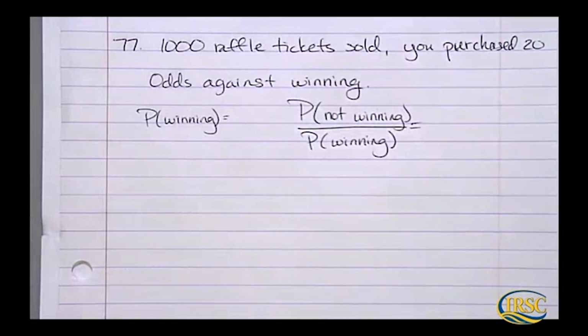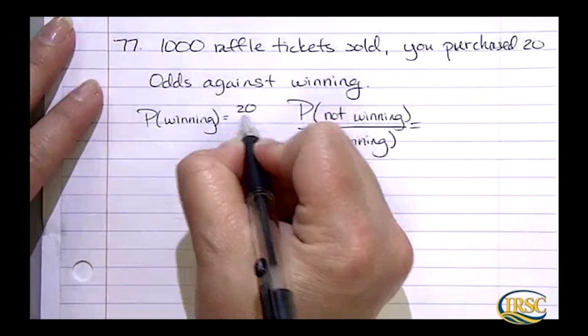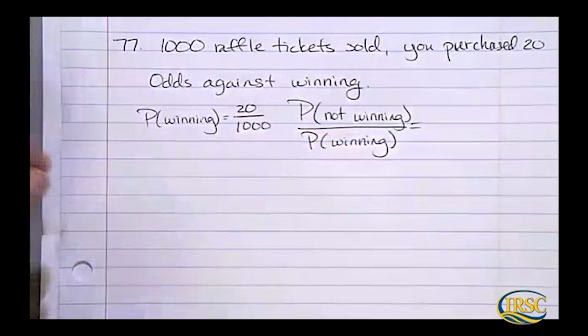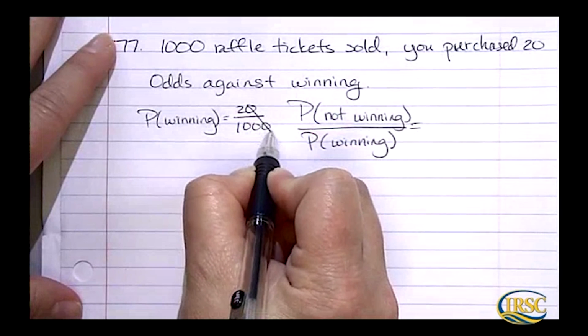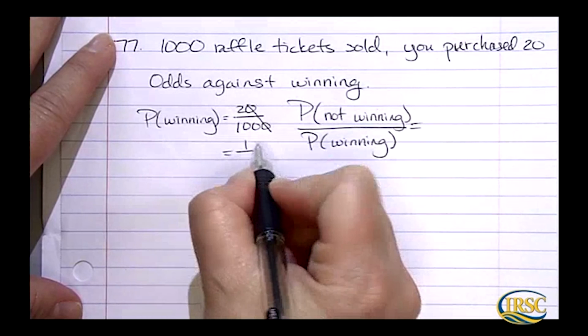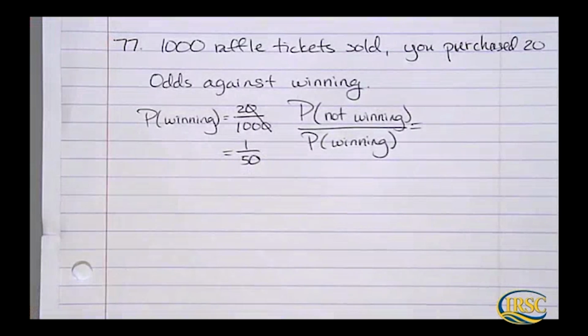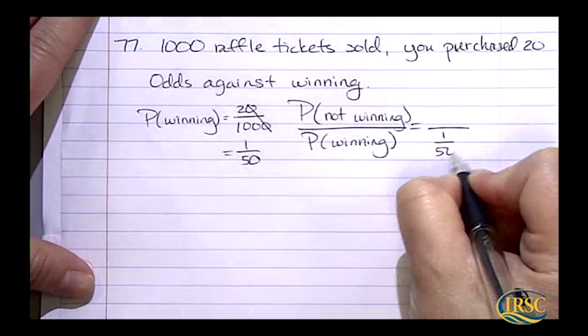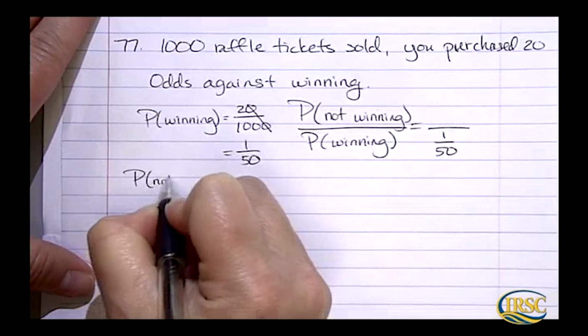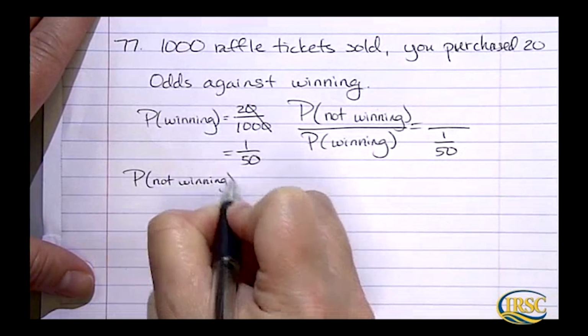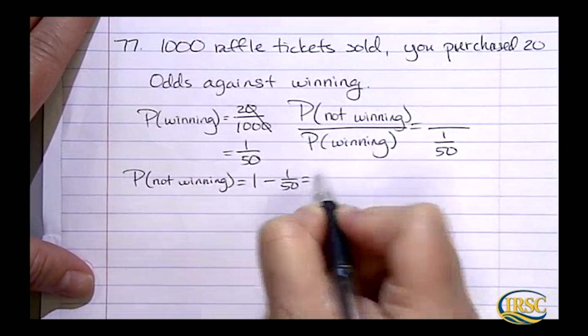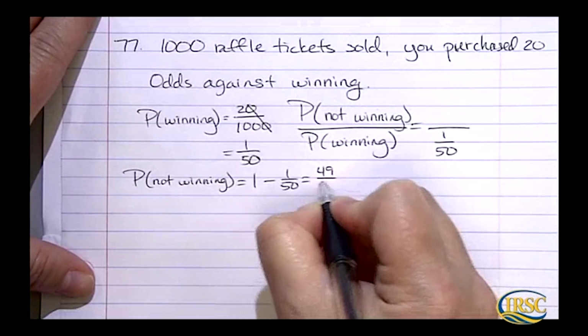Well, you have how many chances to win? 20, because you purchased 20 tickets out of a total of 1,000 tickets that are out there. Okay, this reduces, so I know I can cancel out a 0, and 2 goes into 100, 50 times. Okay, so the probability of winning is 1 over 50. And so the probability of not winning is just 1 minus 1 over 50, which is 49 over 50. Good.